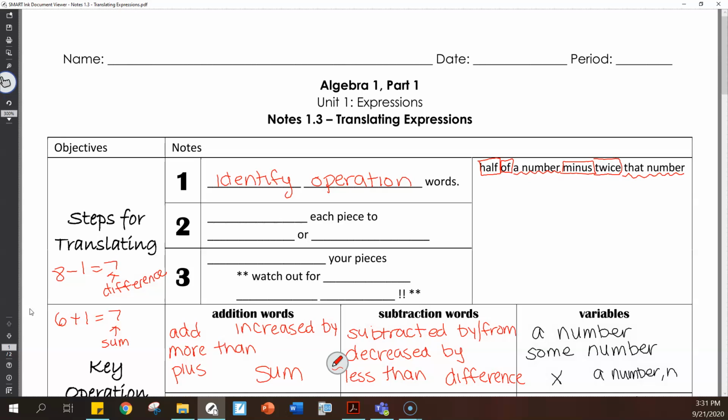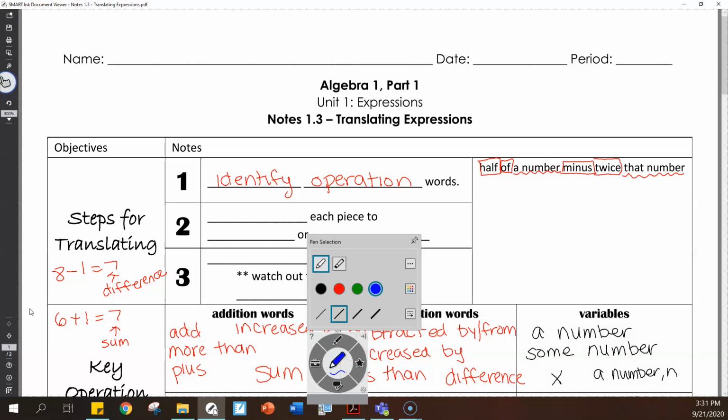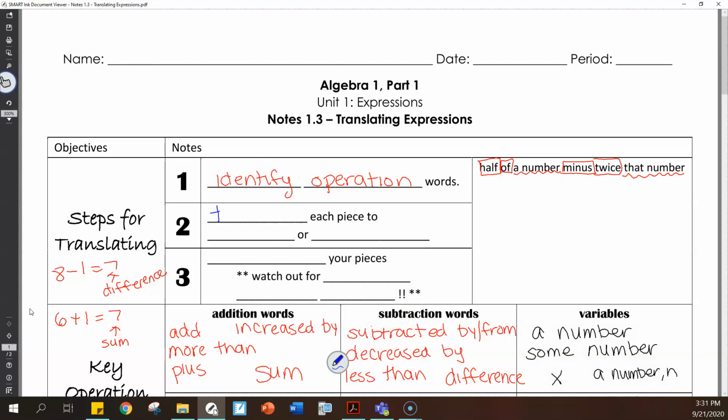Once I've identified those operations, I can translate, which just means change. If you want to write change there, that's okay too. I'm going to translate each piece of that to numbers or symbols.